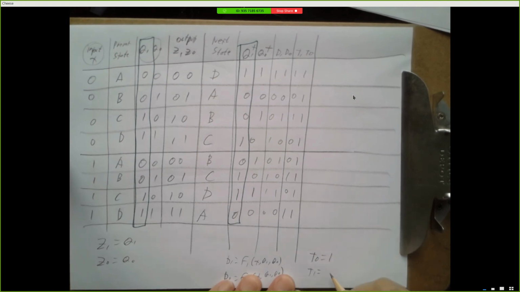Okay, and T1 is some function of X, Q1, and Q0.